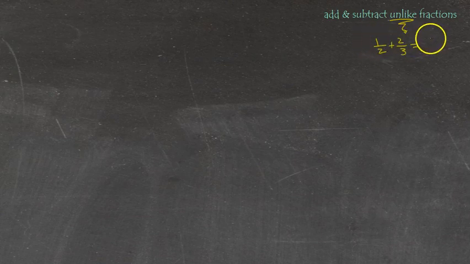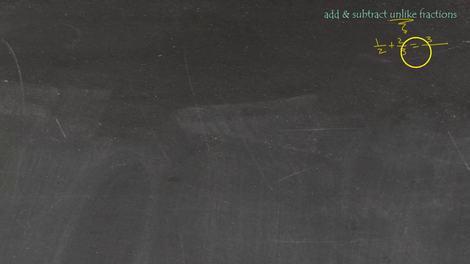So add and subtract unlike fractions. It's time. We have to do it whether we want to or not. Unlike fractions, unlike means that the denominators are different. So if you have a fraction 1/2 plus 2/3, the denominators are different. We can no longer just add across the numerator and get 3 over.